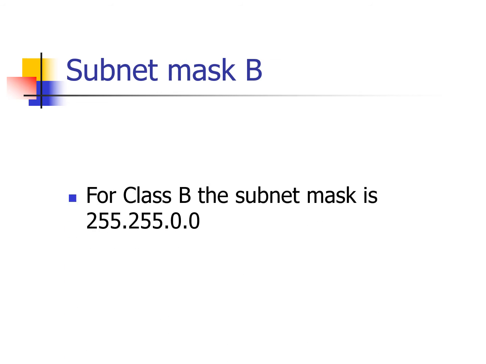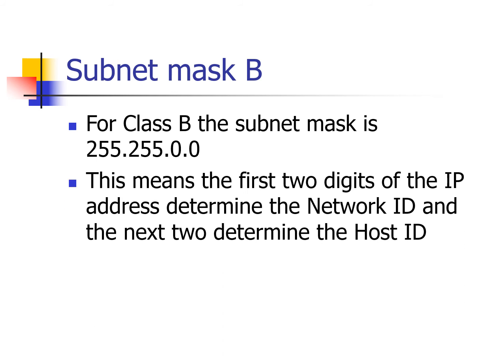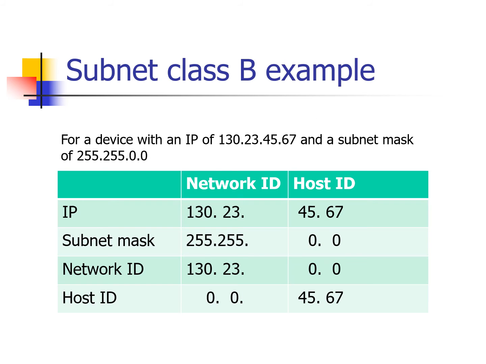If we look at class B, then class B has a subnet mask of 255.255.0.0, and what this means is effectively that the first two digits of the IP address determine the network ID, and the next two determine the host ID.